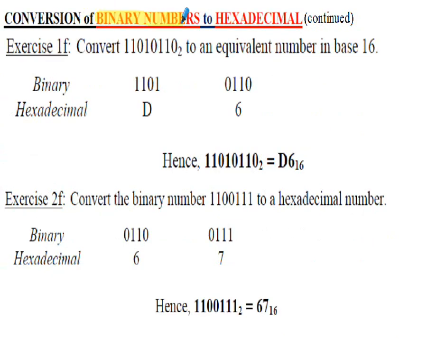Conversion of binary numbers to hex. These are the solutions. Exercise 1F solution is given here for you. I'll let you look at that on your own. Answers are given here. Exercise 2F, as I said in the previous slide, make sure you put the 0 in front of the 4 digits for the first term there. So 0110 you look up in your table. But again, I'll let you review the solution to that problem.